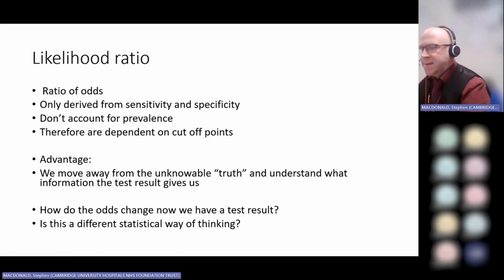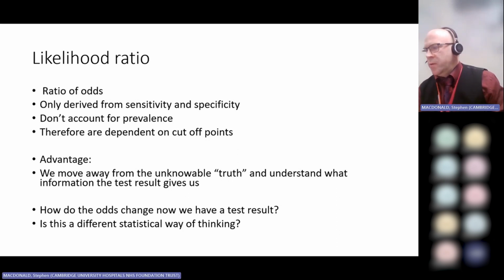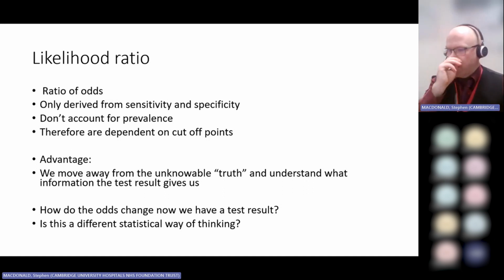But one problem that it does have is that it's only derived from the sensitivity and the specificity, as I mentioned earlier. It's not incorporating the predictive values from either the PPV or the NPV. And in doing so, it doesn't account for prevalence. And it was the prevalence that caused that surprising result in our cancer example earlier. The advantage of a likelihood ratio is that we move away from this unknowable truth and we understand what information the test result gives us.